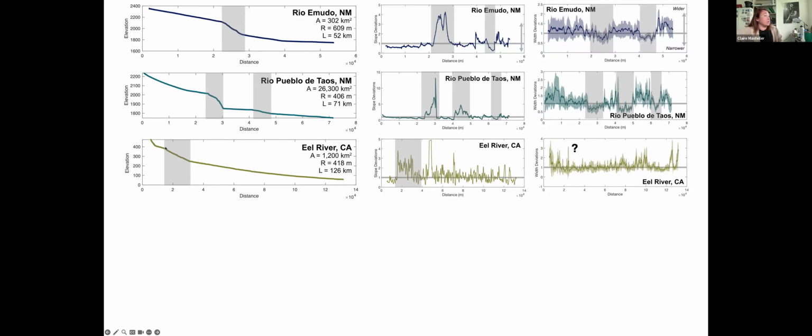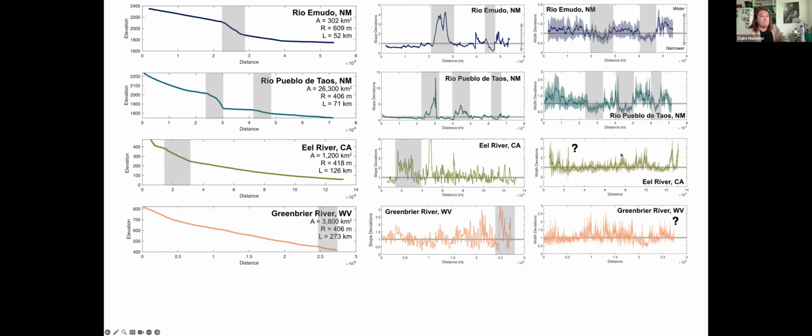In the Eel, we also have this slope excursion where we're steeper than we expect in our headwaters. But then when we look at our widths, we don't see that same sustained width deviation that we're seeing in our other examples here. So it's a little less clear when we're looking just qualitatively at our long profiles.